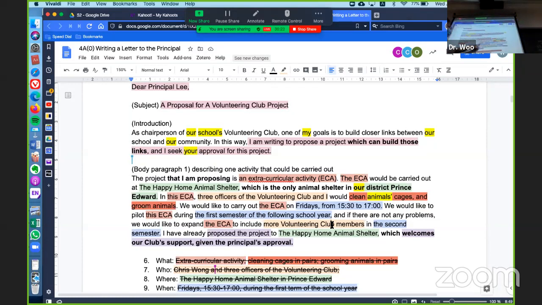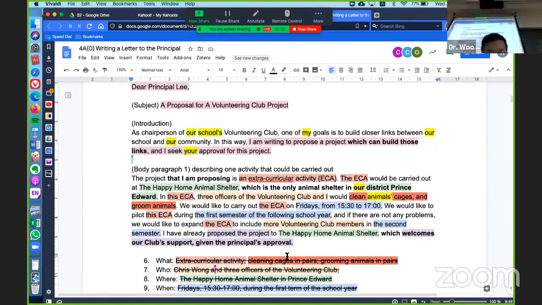You would like to pair these ECAs on Friday. Like pilot this ECA during the first semester of the school year. And if there are not any problems, we would like to expand more in the second semester. Coach instruction. Our club support.